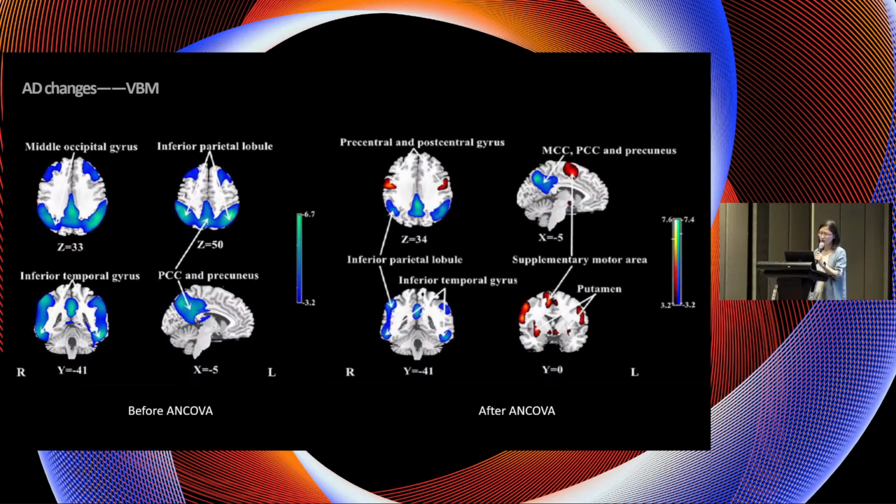After ANCOVA normalization for global value, we can see relatively decreased CBF in bilateral inferior parietal lobule and bilateral inferior temporal gyrus, bilateral middle cingulate and posterior cingulate cortex and precuneus. Relatively increased regions include bilateral precentral and postcentral gyrus, right supplementary motor area, and bilateral putamen.